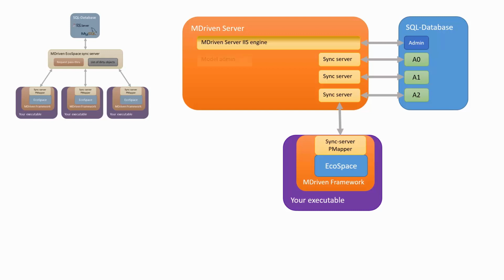And it has this model administration part that can talk to the MDriven designer. So when you press the cloud symbol in the MDriven designer, you're uploading a new model to the MDriven server. The MDriven server then is responsible for evolving the database, that is the database in the app slot A0 to A2, and record what it's been doing in the admin database.